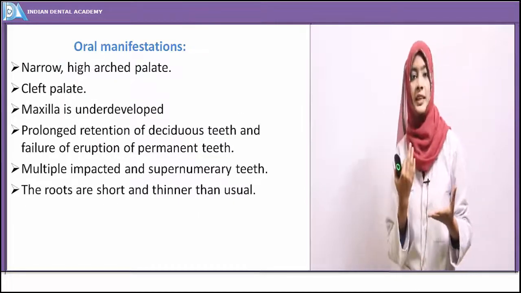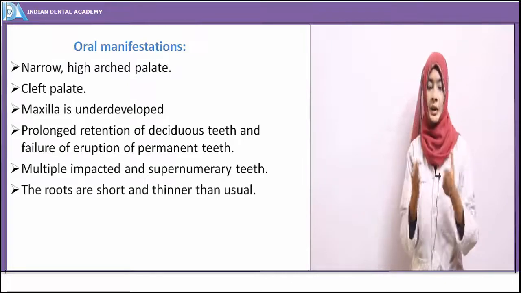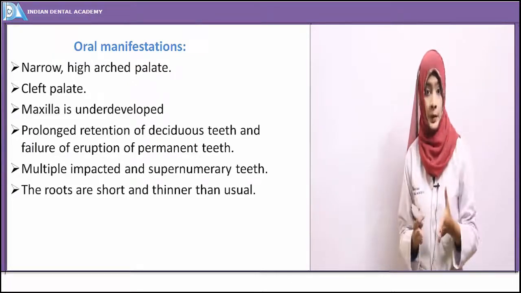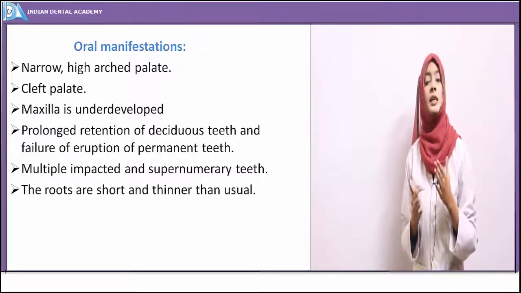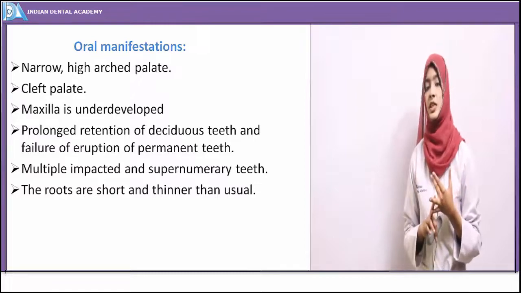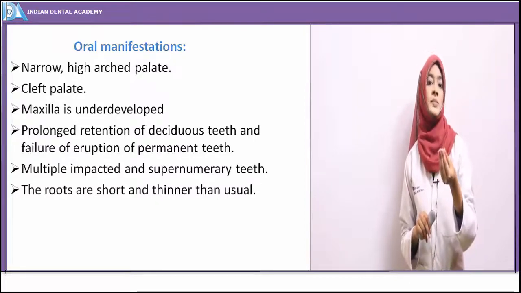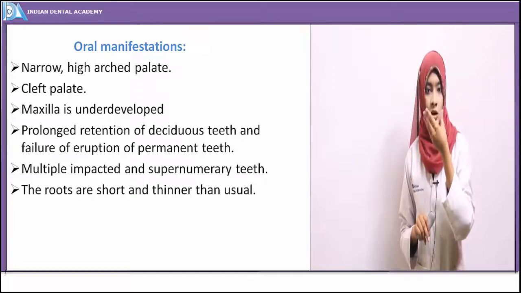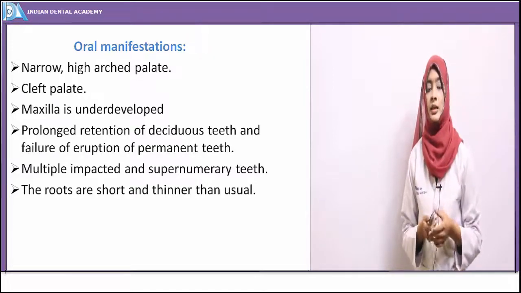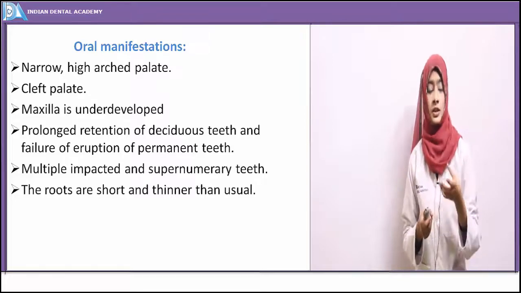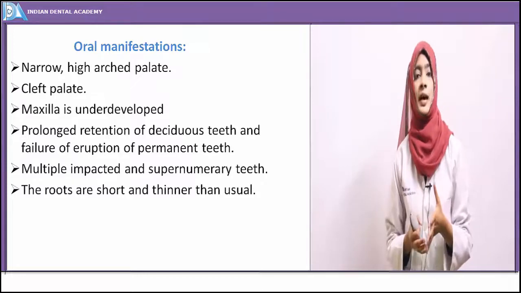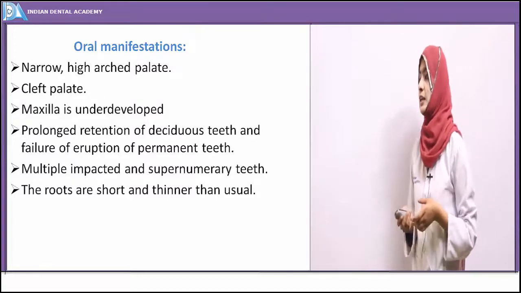So when you see the oral cavity, maxillary hypoplasia may be seen. Then the presence of cleft palate has been reported more in cleidocranial dysplasia cases, and the palate, whenever it is present, may be of a high arched type, situated high because of the absence of development of maxilla. There is underdevelopment of maxilla. The palate is like a high arched palate.